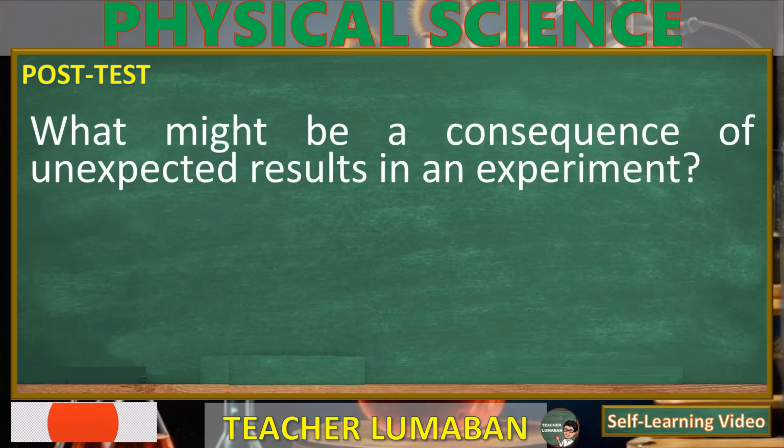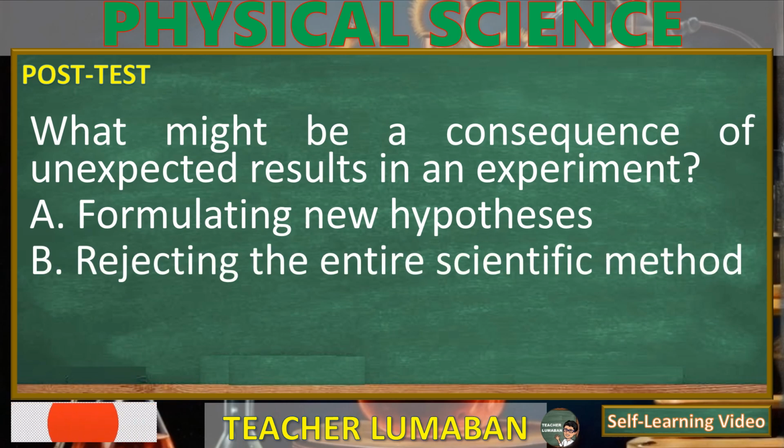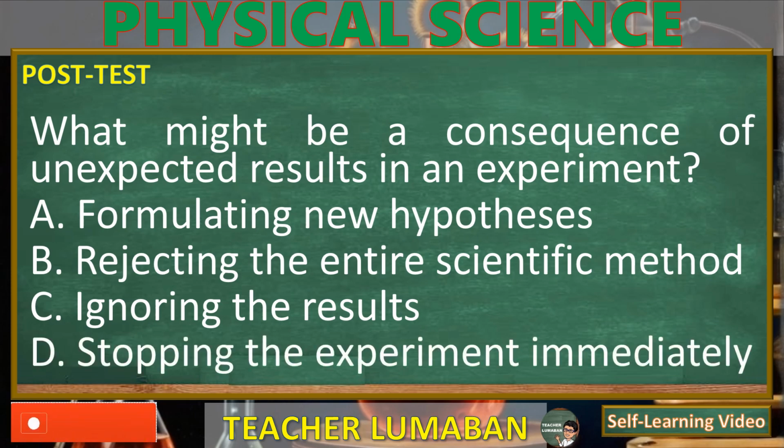What might be a consequence of unexpected results in an experiment? A. Formulating new hypotheses. B. Rejecting the entire scientific method. C. Ignoring the results. D. Stopping the experiment immediately.